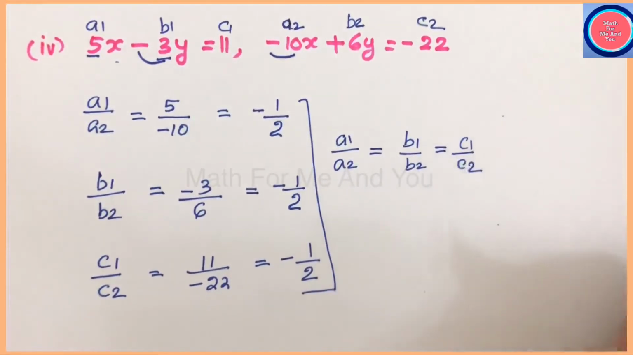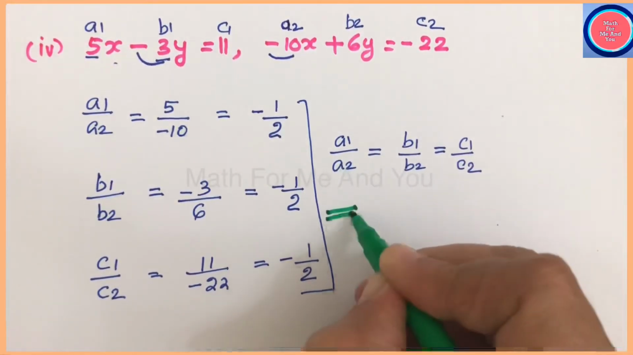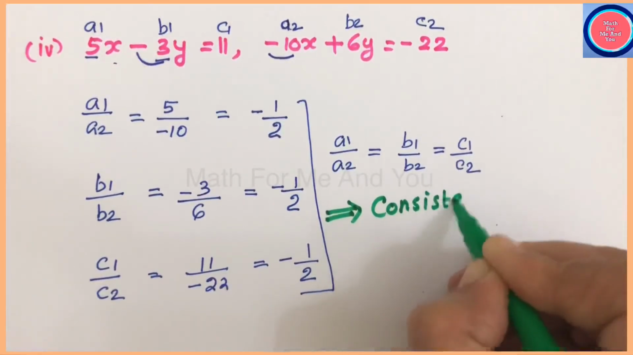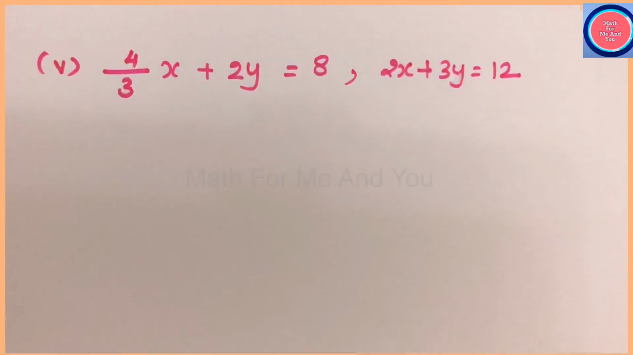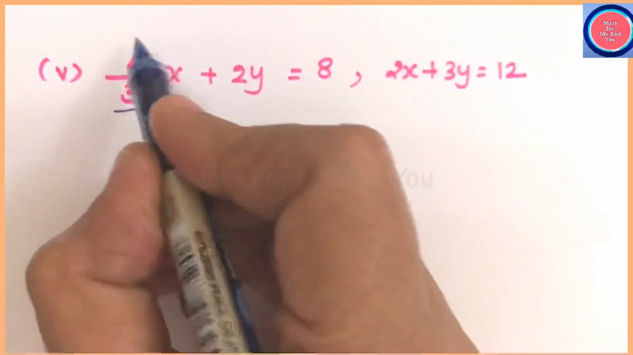So what we can say about the lines? They are coincident lines. That means they have many solutions, infinitely many solutions. So they are consistent. Solution means consistent. So these two equations, the pair of given linear equations are consistent. Let's look at the next one.